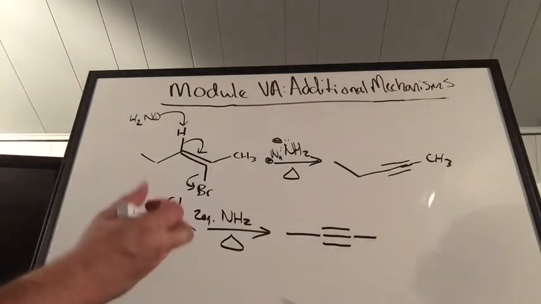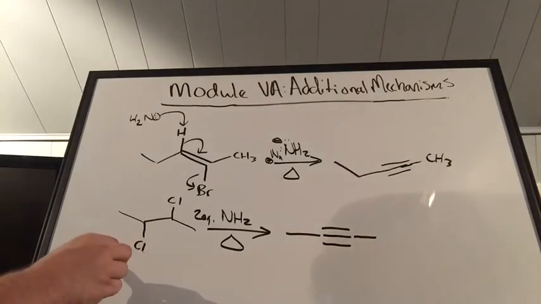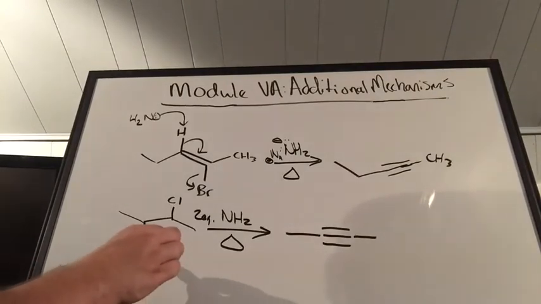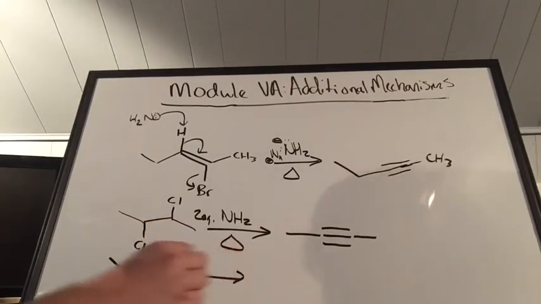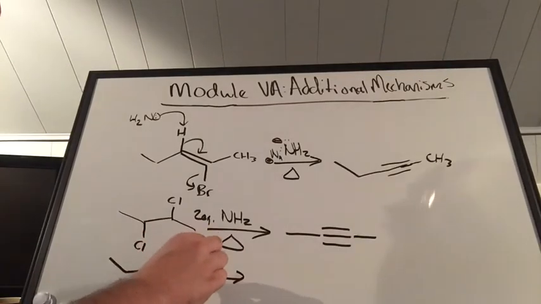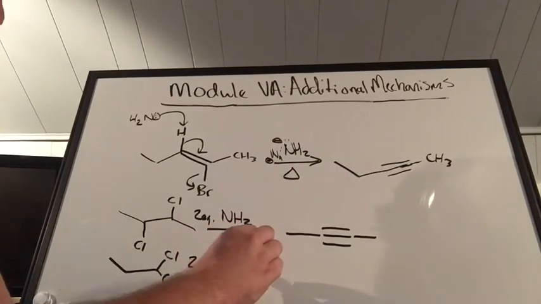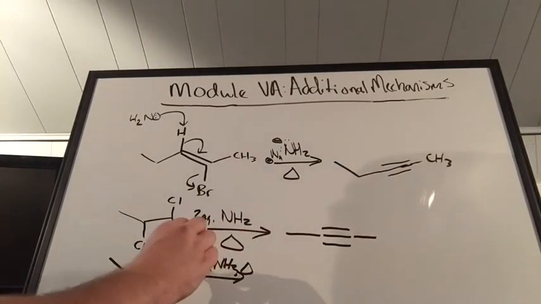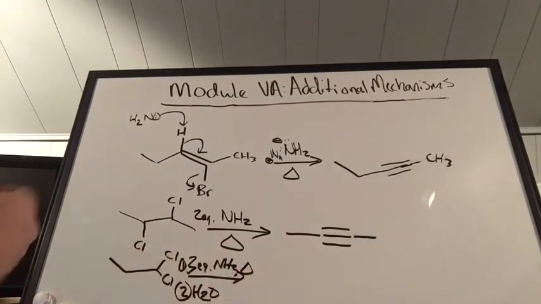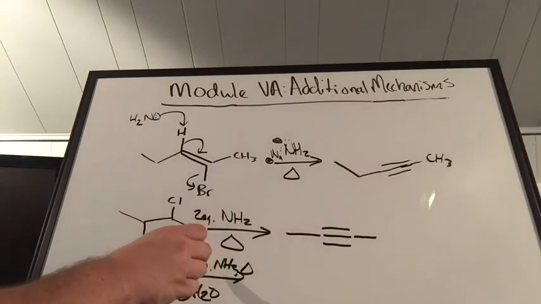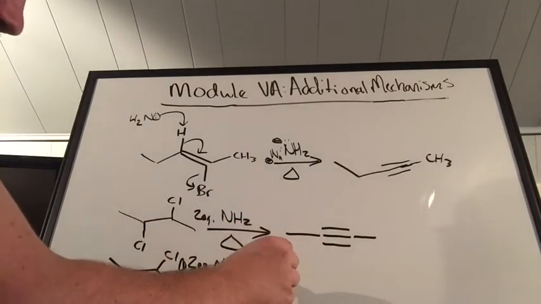One thing of note though, if this is, let's say, terminal, let's say we have this, you would need three equivalents of NH2 and heat. So that would be the first step. And then the second step, you would just want to treat it with water. The reason being is that if you had this under three equivalents of NH2, it's going to be highly basic, right?